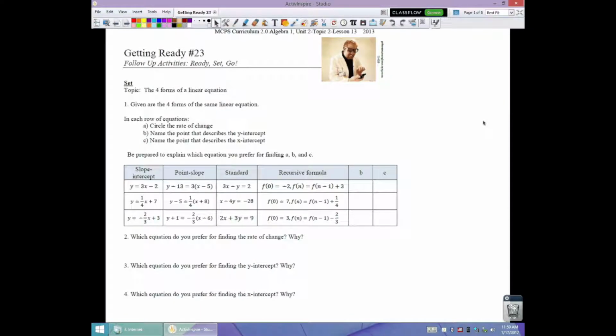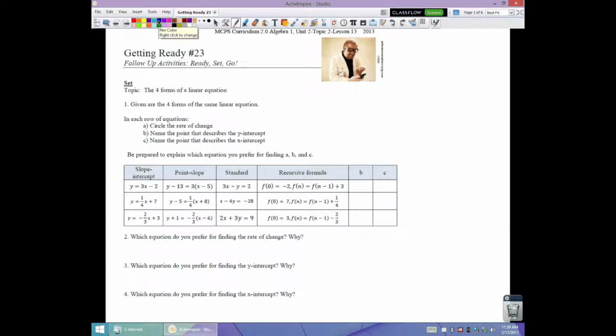All right, so we're going to look at the different forms of linear equations. We have slope-intercept, point-slope, standard, and recursive. So our directions here say that in each row we're going to first circle the rate of change. All right, so let's go do that first.